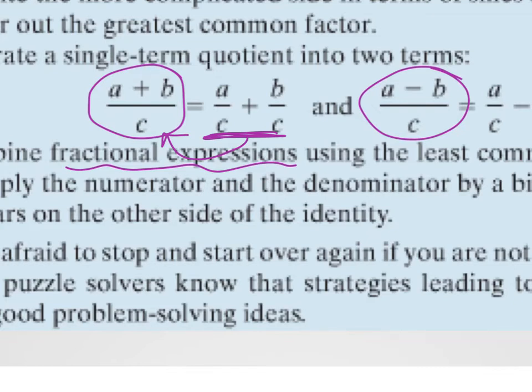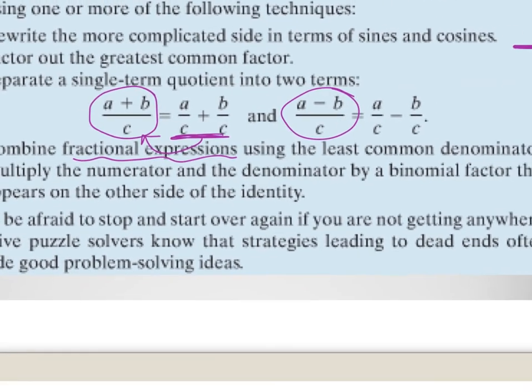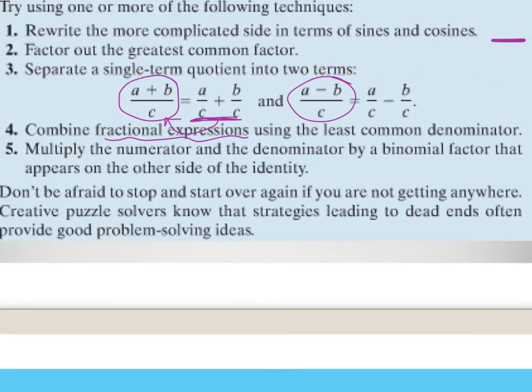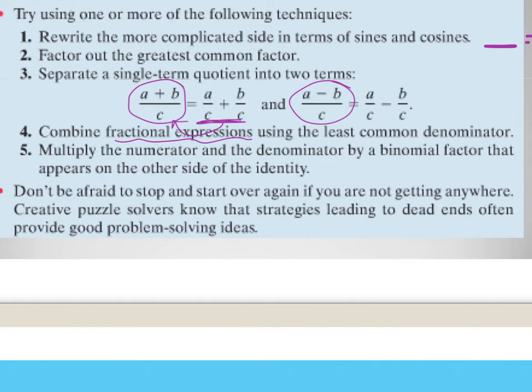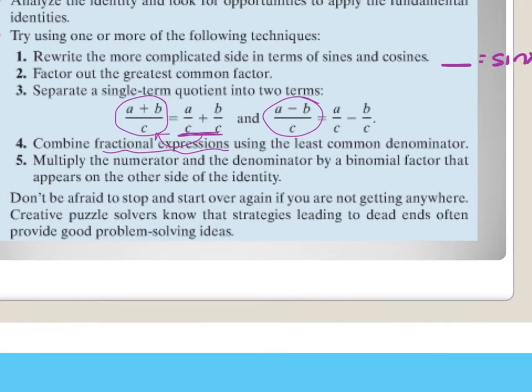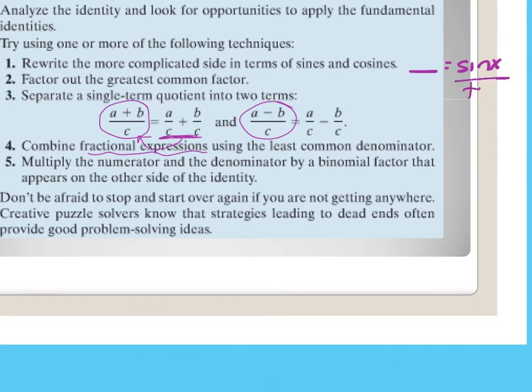And then the last one says multiply the numerator and the denominator by a binomial factor that appears in the other side of the identity. God bless you. So if I had something like sine over tangent x here, and it made sense to multiply by tangent over here, you can do that. It's just like a regular equation. It would cancel from here and it would move it to the other side.